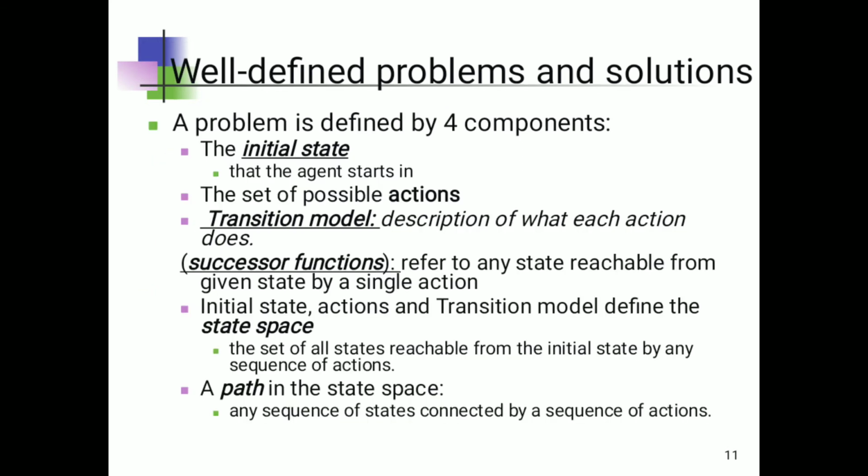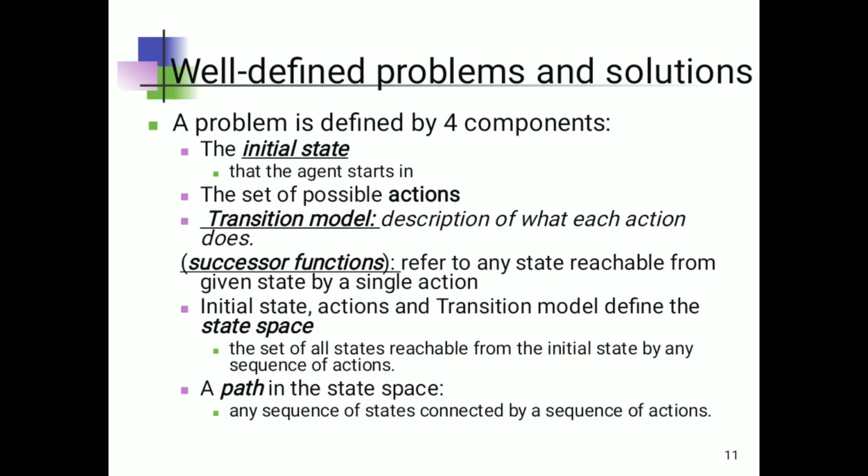Then next we'll see the well-defined problems and solutions. So a problem is defined by the 4 components. First is the initial state that the agent starts in. So always the agent will start from the initial state. Then the set of possible actions. Then the transition model, a description of what each action does. This is nothing but the transition model. And then what is the meaning of successor function? It refers to any state reachable from a given state by a single action.